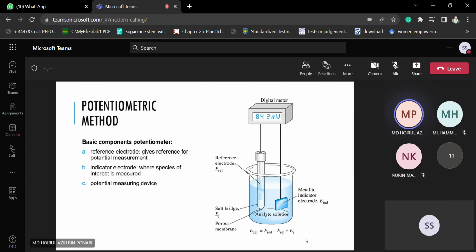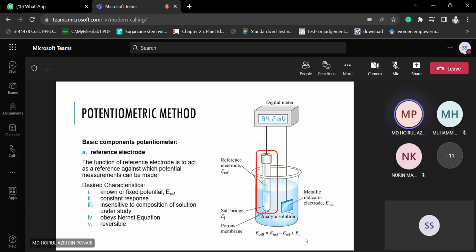So usually this is a voltage meter, okay? But we are going to change it. For example, in a pH meter we convert the electrical currents, the voltage meter, into the pH meter, okay? So what is a reference electrode?